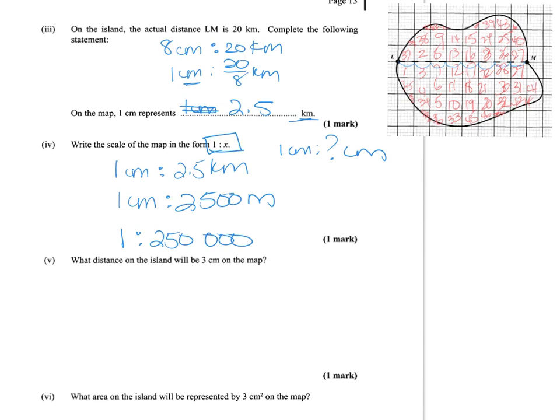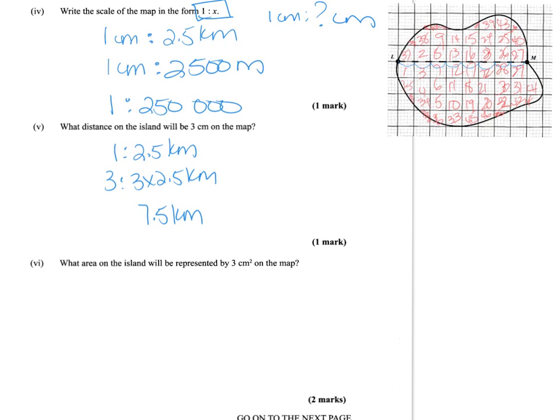What distance on the island will 3 centimeters be on the map? If 1 centimeter is 2.5 kilometers, then 3 centimeters would be 3 by 2.5 kilometers. So 3 multiplied by 2.5 would give us 7.5 kilometers as our answer.